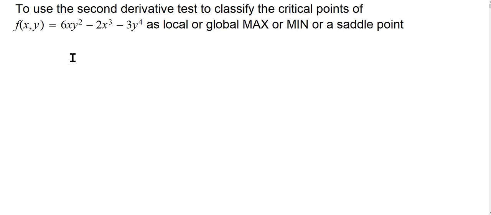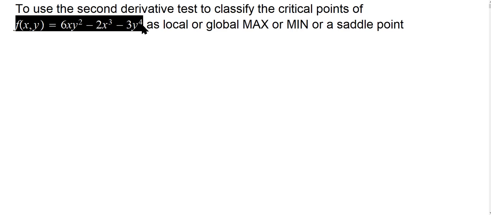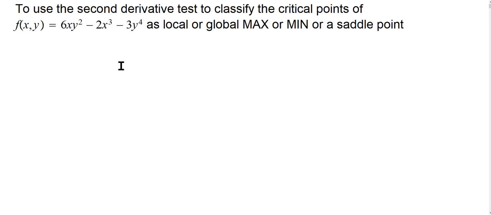So we are working on this example to use the second derivative test to classify the critical points of this function as a local or global maximum or minimum or a saddle point. Looking at the form of the function, we know that this function is continuous and differentiable everywhere, being a polynomial function. So first let's look for critical points.